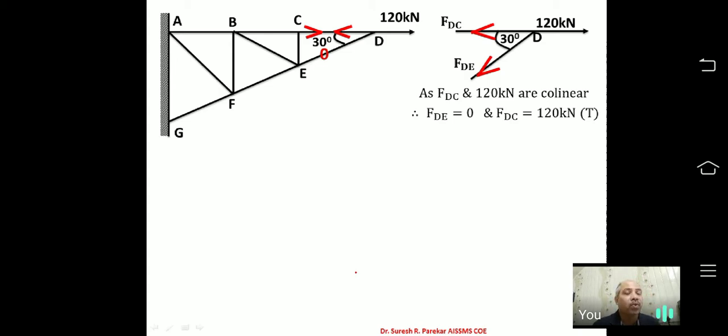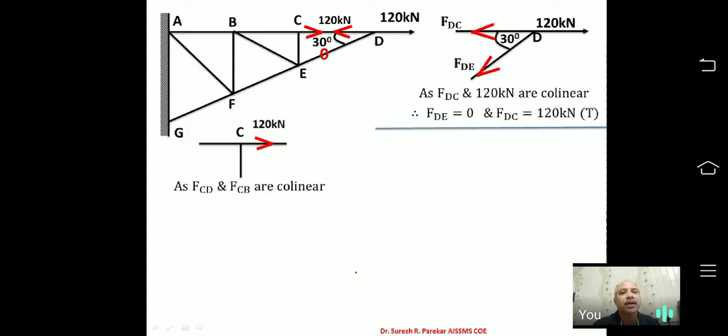Now we have to go to joint C, because at joint C we have two unknowns, CB and CE. Out of these three members, two are collinear, CB and the 120 kilonewton force in member CD. So automatically my force in member CE becomes 0. Now I know CE is 0 and CB is 120 kilonewton, I will mark these forces again in the main diagram.